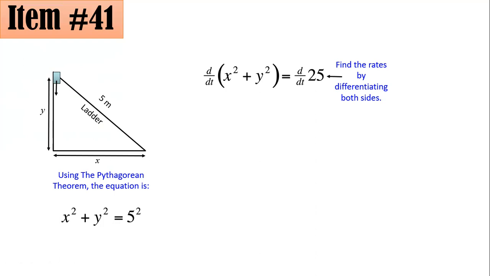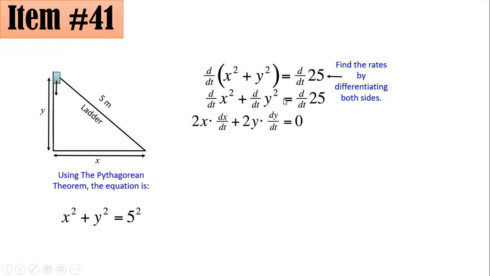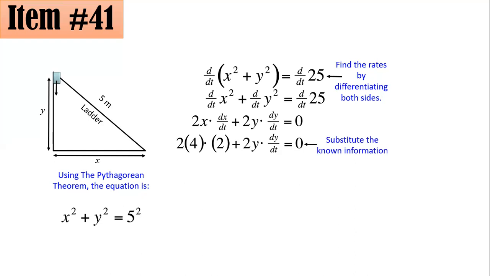And what will happen next is we will differentiate both sides of the equation with respect to time to get our rates. Differentiating each with respect to time, you have 2x times dx over dt. For y squared, it will be 2y, by the power rule, times the derivative of y with respect to t, which is dy over dt, equals the derivative of 25 with respect to time, which is 0. From here, we know certain values, but we don't know the length of y. Hence, we will solve for that using the Pythagorean theorem.